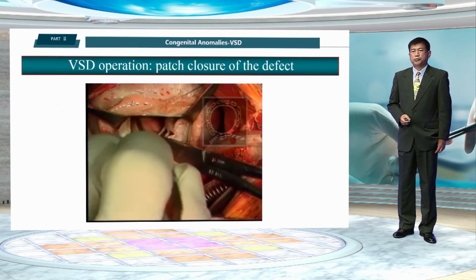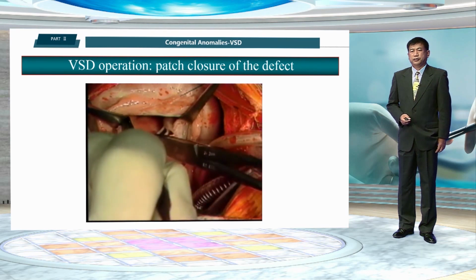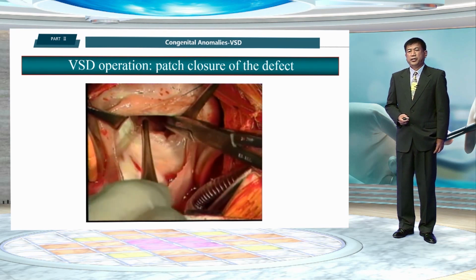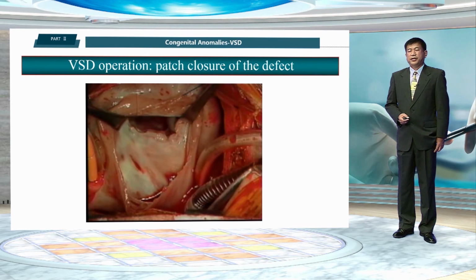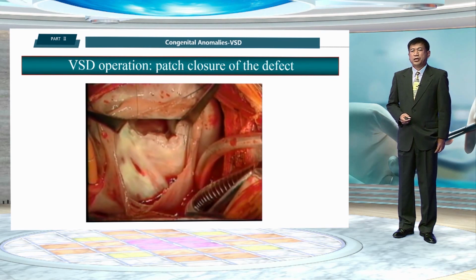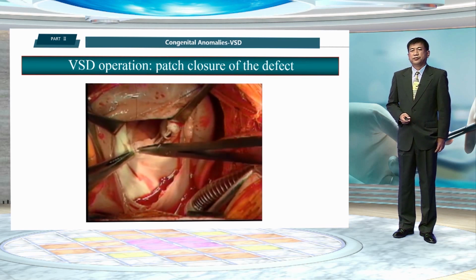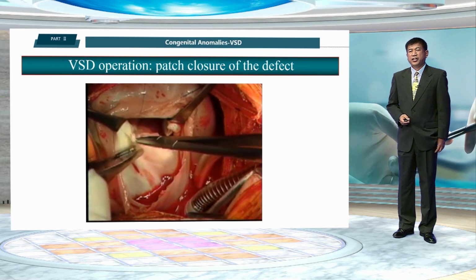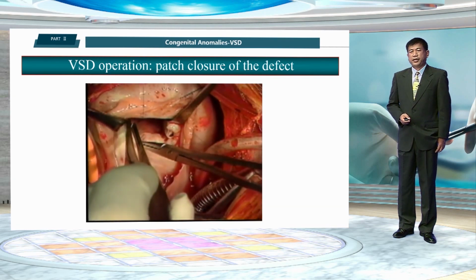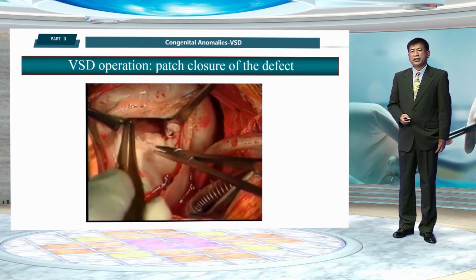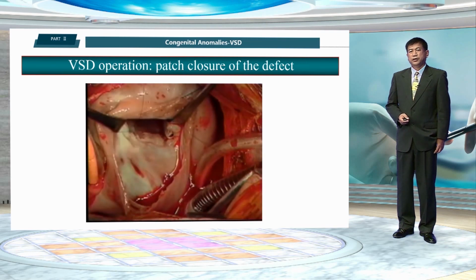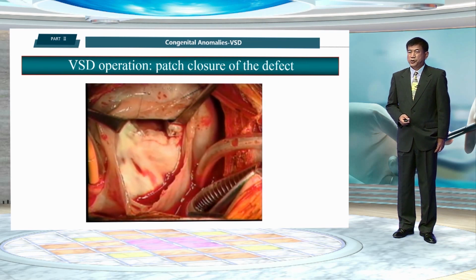This video clip shows the patch repair of a large VSD. Interrupted sutures are anchored around the rim of the VSD. The marker shows the site of the AV node. Great care should be taken over here to protect the conducting system. Otherwise, AV block will occur.